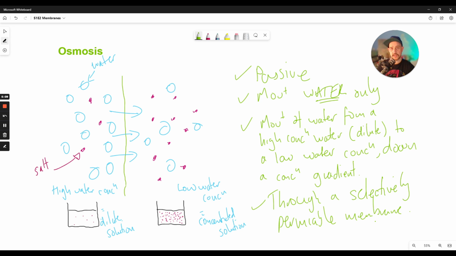So to recap then, osmosis is a passive process, does not require energy, and it's the movement of water molecules only from a high water concentration to a low water concentration, down that concentration gradient through a selectively permeable membrane. So take a breather, and then when we come back, we're going to be looking at how different cells respond when put into solutions that are higher or lower water concentrated. Be right back.